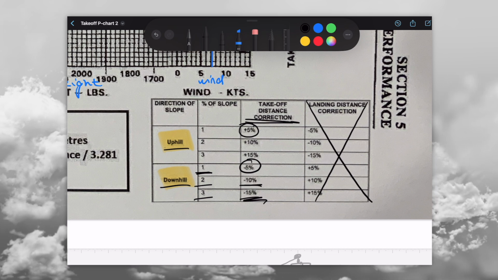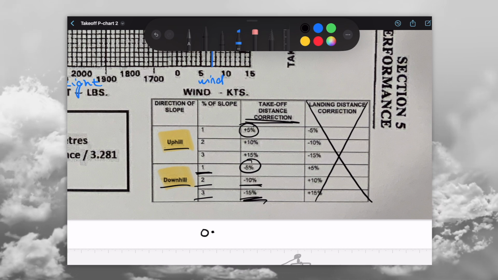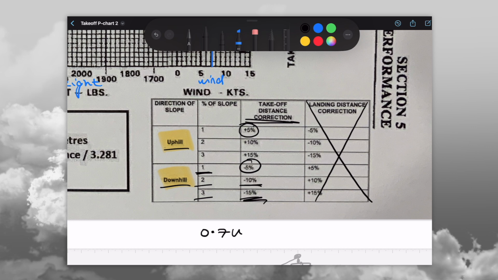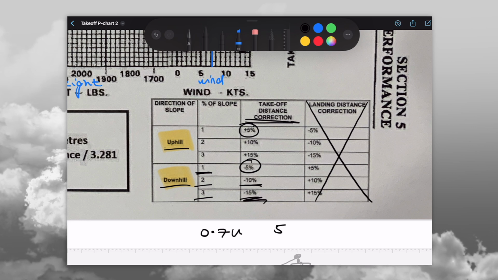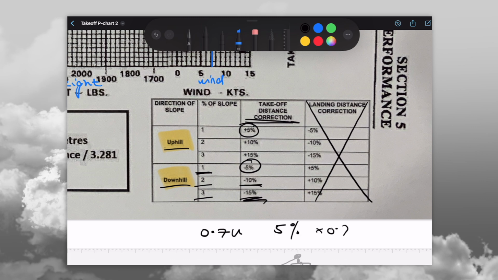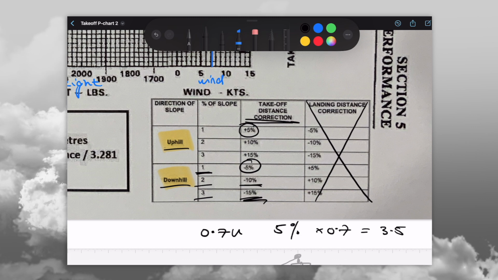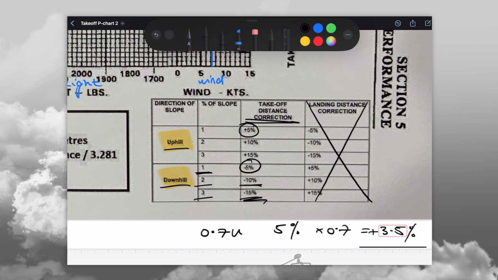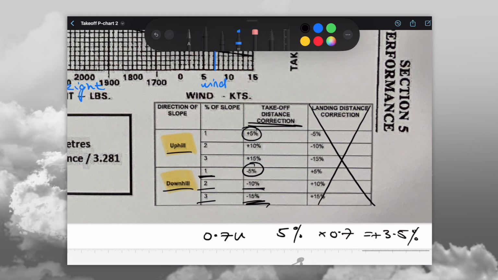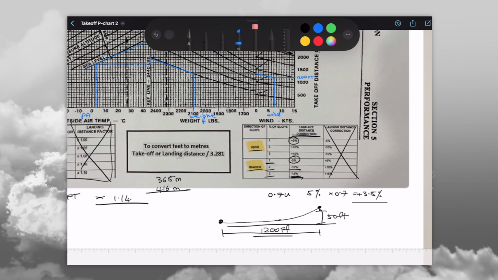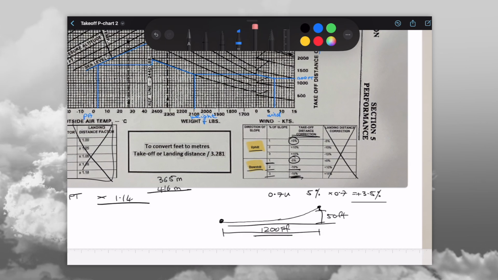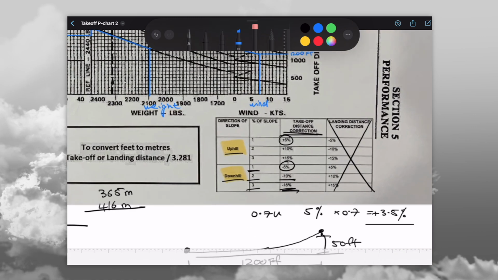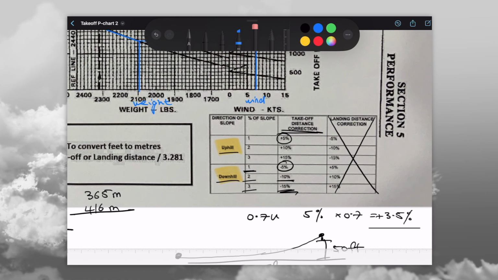What happens if you're reading your AIP plate and it's 0.7 U, for example? We'll go 5% times 0.7 is 3.5. So we would add 3.5%. And that's how you can calculate that little bit extra based on the type of runway that you're using, or the slope of the runway that you're using.